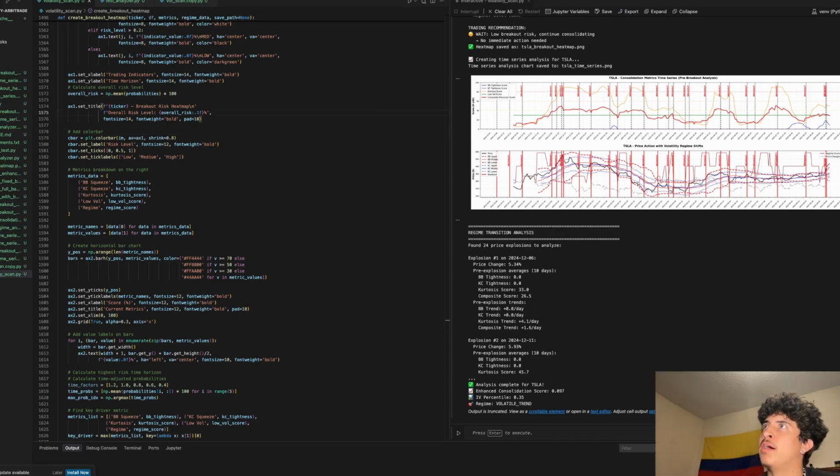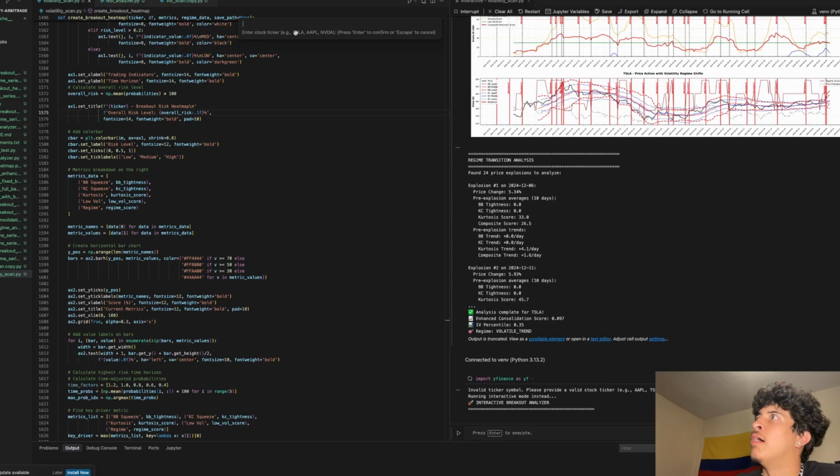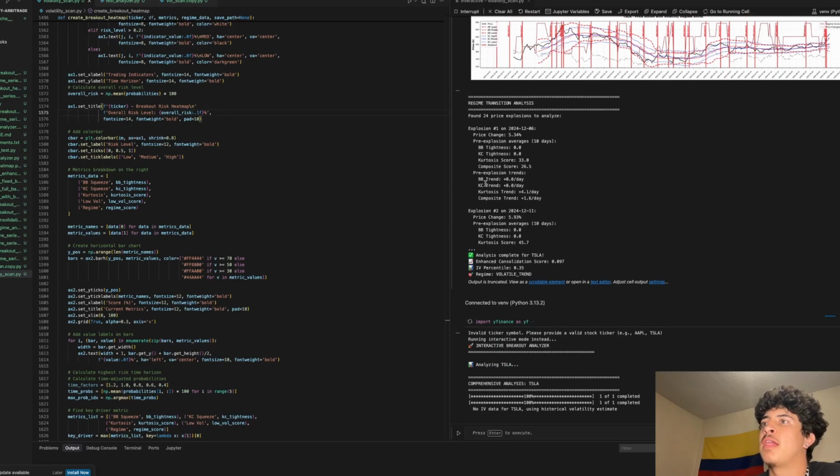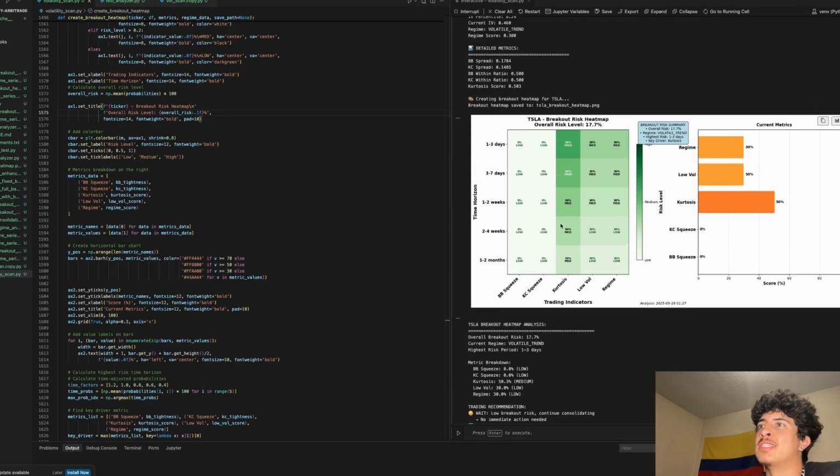So we're going to run this so that you can see really just how this algorithm works. I built it so that you can type in any ticker. So we're going to type in Tesla, as that's what we played, right? So it's going to run this analysis. And I'm still working on this part, ignore this.